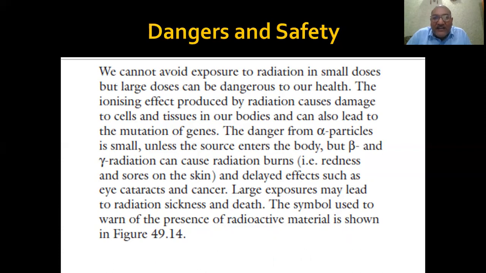The ionizing effect produced by radiation causes damage to cells and tissues in our bodies and can also lead to the mutation of genes, DNA genes. The danger from alpha particles is small unless the source enters the body. But beta and gamma radiation can cause radiation burns, that is redness and sores on the skin, and delayed effects such as eye cataracts and cancer. Large exposures may lead to radiation sickness and death.